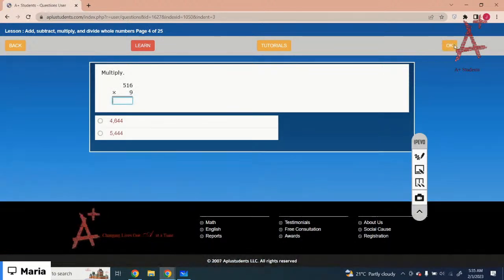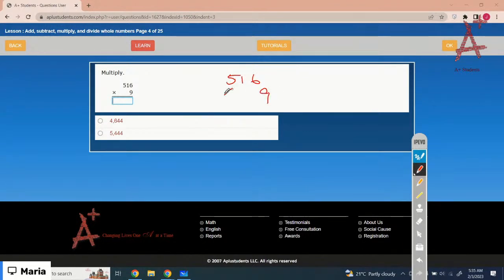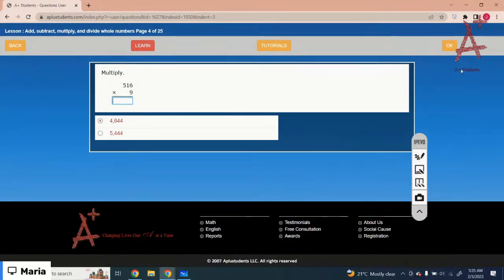Okay, the next one is you have to multiply 516 times 9. Okay, let's just do multiplication. 9 times 6 is 54. Write 4 here and carry 5. 9 times 1 is 9 and 5 is 14. Write 4 here and carry 1. 9 times 5 is 45 and 1 is 46. So it is 4644. Got it? The correct option is 4644. Just select the correct option and click on the OK button.